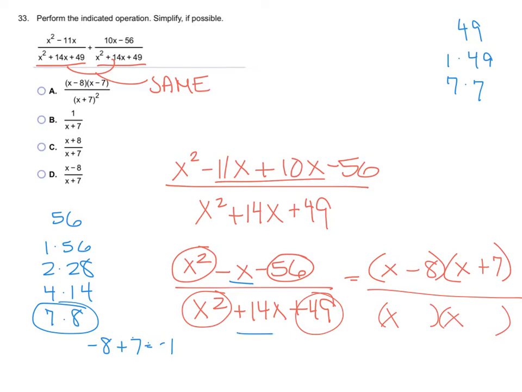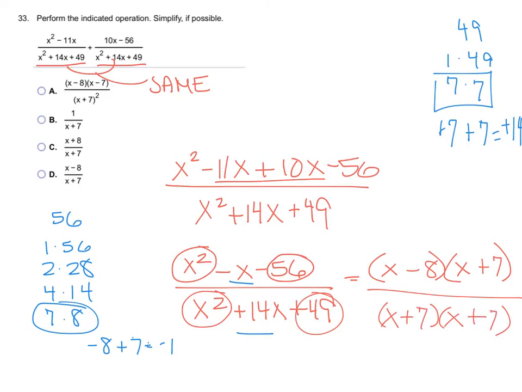My middle term is a positive 14, so I want to choose two factors that when combined will give me a positive 14. That's going to be the 7 and the 7. If I add a positive 7 plus 7 together, I get a positive 14. So my factors are x plus 7 and x plus 7.